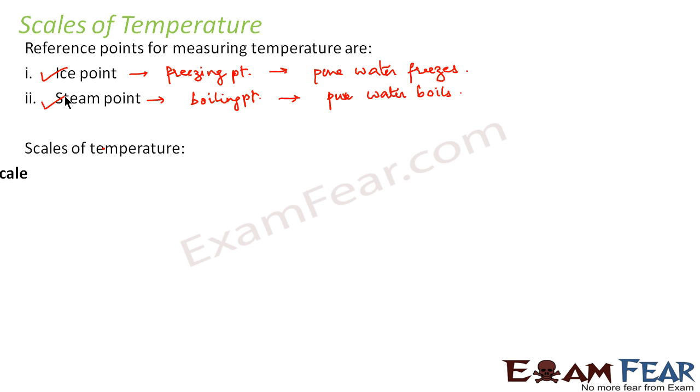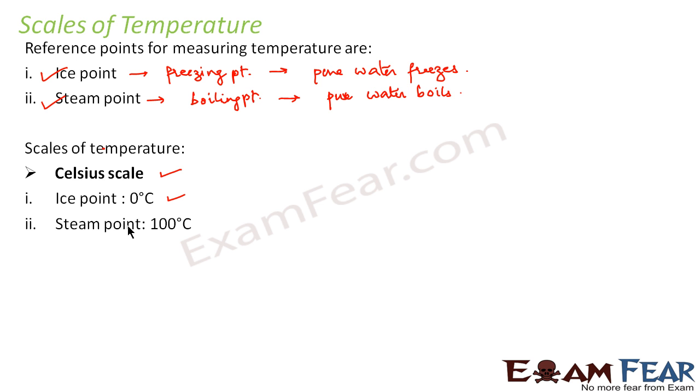Now, what are the scales of temperature? The first one is the Celsius scale, where the ice point is 0 degrees Celsius and the steam point is 100 degrees Celsius.